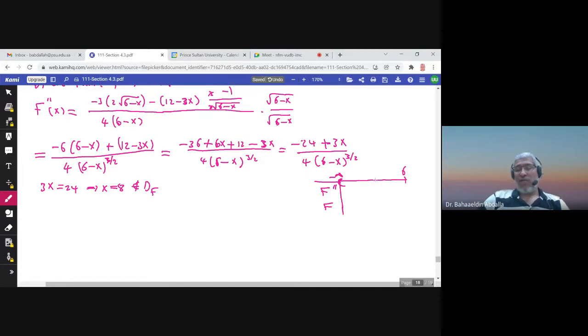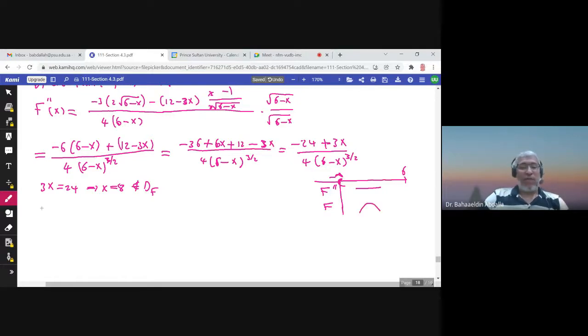So in all of this interval, f double prime could change its sign at 8, and also at 6, but 6 is here, and 8 is after that. So what happens before 6? If you put x equals 0, for example, then f double prime would be negative. So from negative infinity to 6, f double prime is always negative.